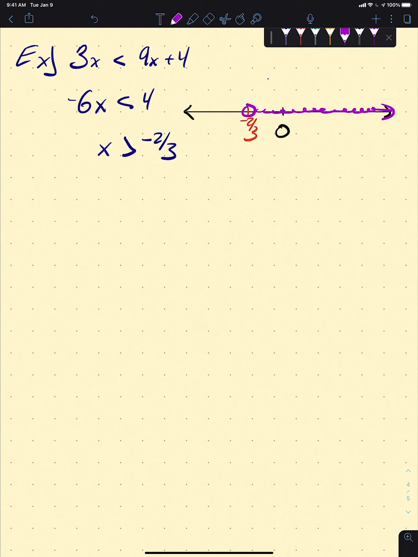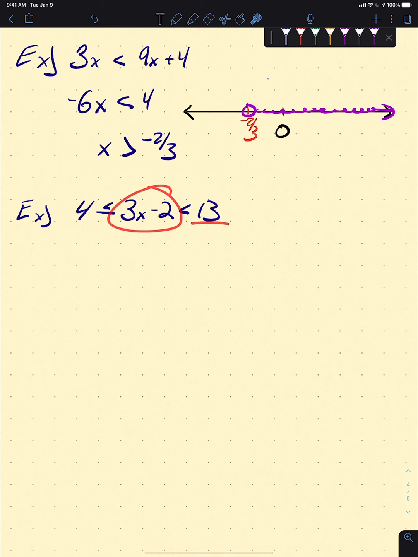We can also take a single expression, or multiple expressions, and trap it in between inequalities, right? And what I mean by that is a situation like this. Let's say 4 is less than or equal to 3x minus 2, which is less than 13. You know, we have this expression here, and we trapped it between these two numbers here. And you could absolutely put expressions here and expressions here, but we're just interested in this case right now.